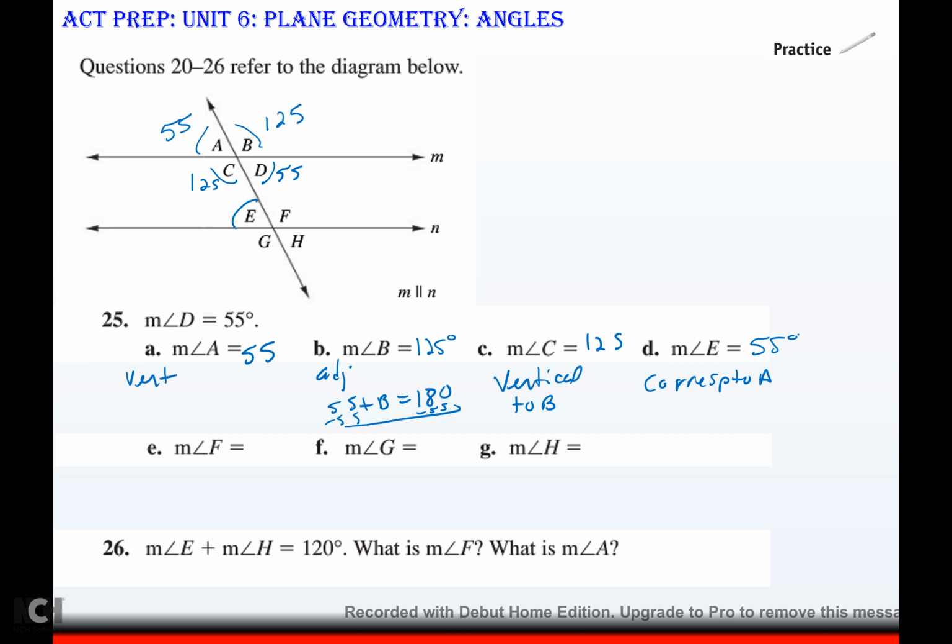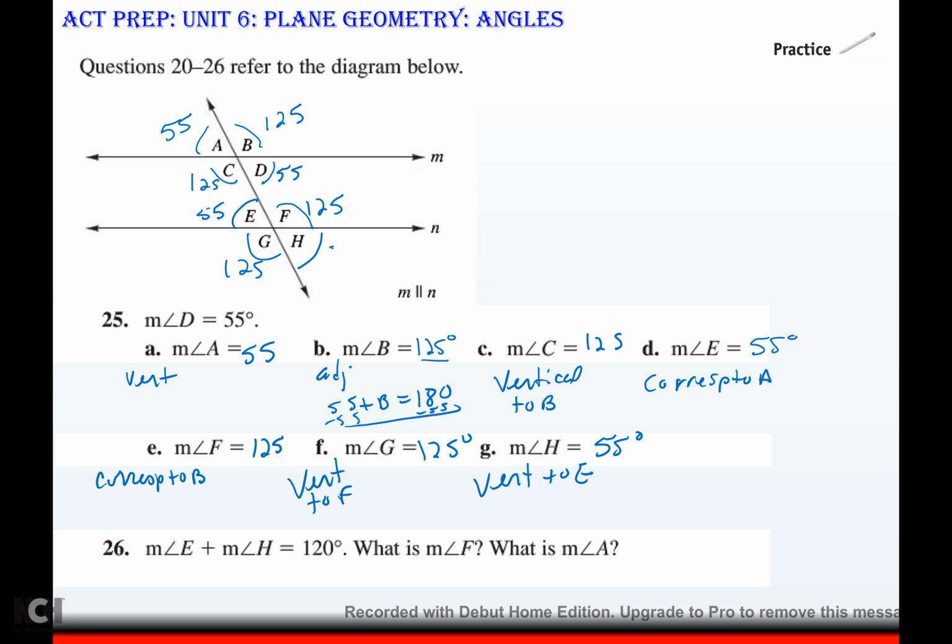Okay? F, what can I say? F corresponds to B. So whatever B is, corresponding angles are equal. So if B is 125, then so is F. They want the measure of angle G. Well, that's vertical to F. So vertical angles are equal. So that's got to be 125. And the measure of angle H, well, that's vertical to E. So whatever E is, H is, and that's going to be 55 degrees.